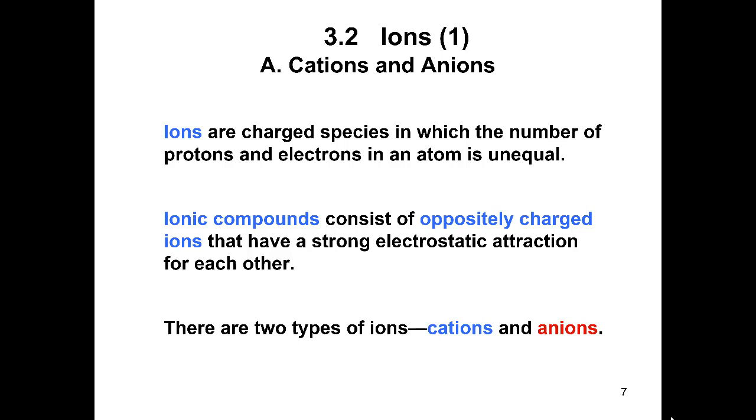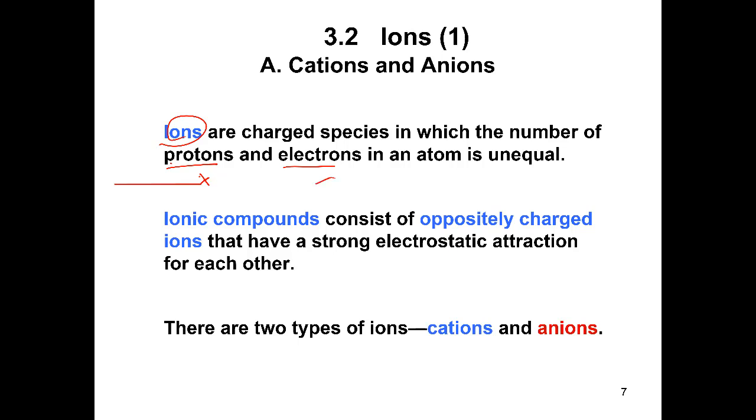Remember, in an element, you're going to have equal numbers of pluses and minuses to give you an overall charge of 0. But in an ion, you're going to either have more protons or more electrons, giving you a positive charge if you have more protons, or a negative charge if you have more electrons.